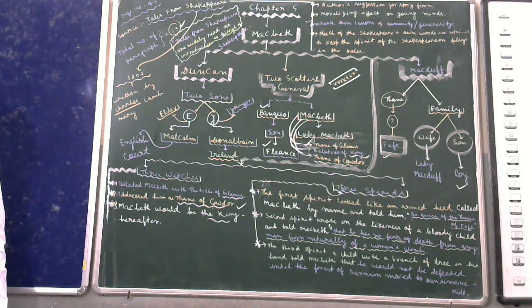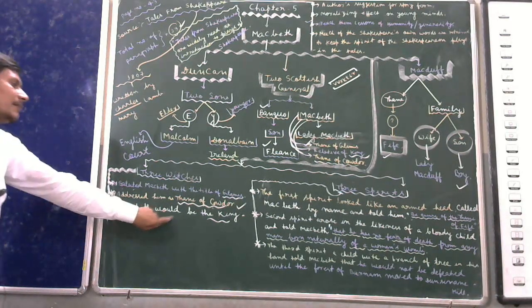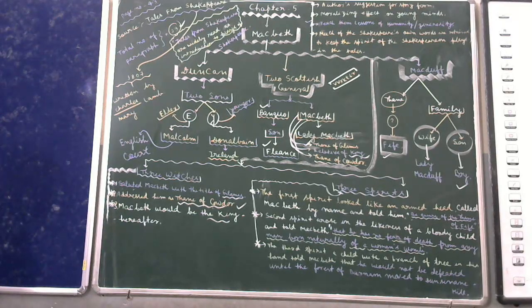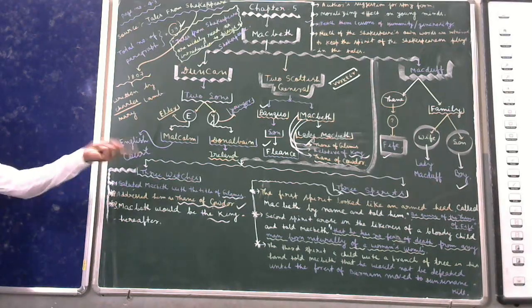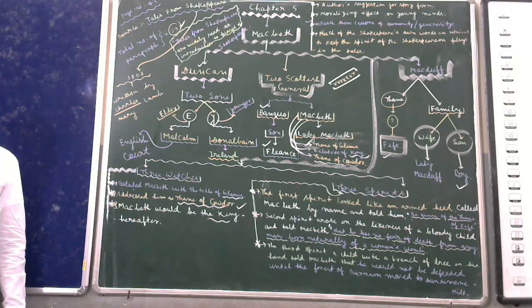As the prediction made by the third witch said that Macbeth would be the king hereafter, that means Macbeth would be the future king of Scotland. After the murder of King Duncan, his sons were unavailable and the throne was vacated. There was no other option except Macbeth. So Macbeth becomes the king of Scotland.